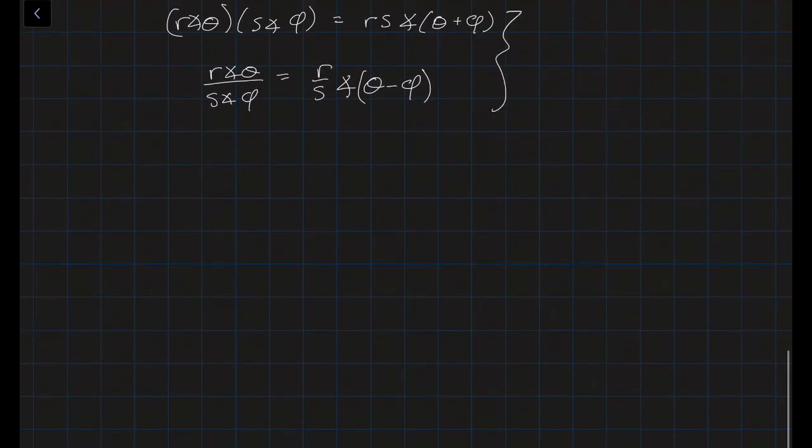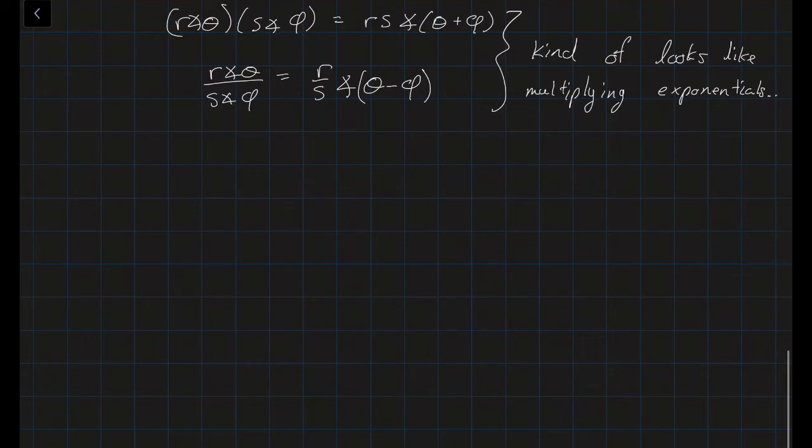Algebraically, this kind of looks like how we would multiply a constant times an exponential function. So this is actually the natural link between polar coordinates and exponential form. So we can convert r with an angle of theta to r e to the i theta in the complex number system. And we can see that this is a direct analog to what we just stated with polar multiplication and division.